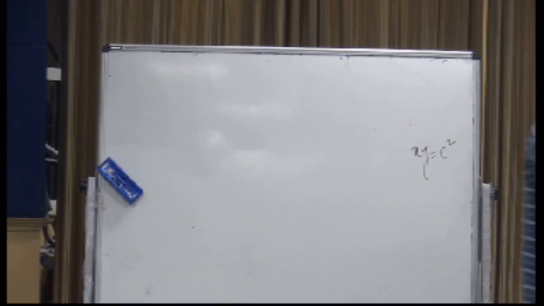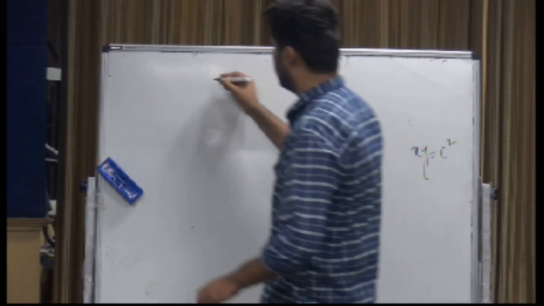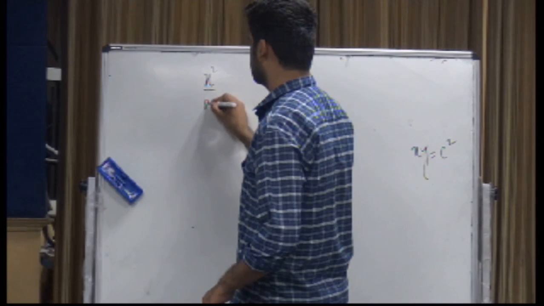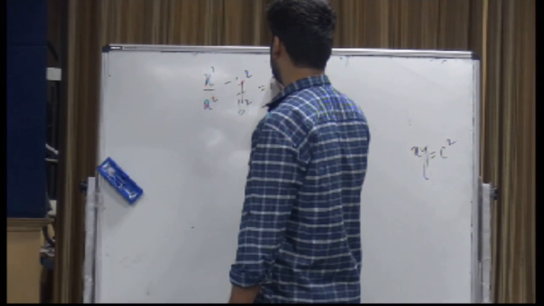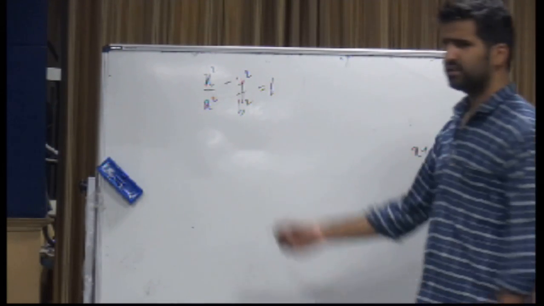So let's try a question here. Okay, one more thing. If you have x square upon a square minus y square upon b square is equal to 1, can you find the asymptotes of this hyperbola?